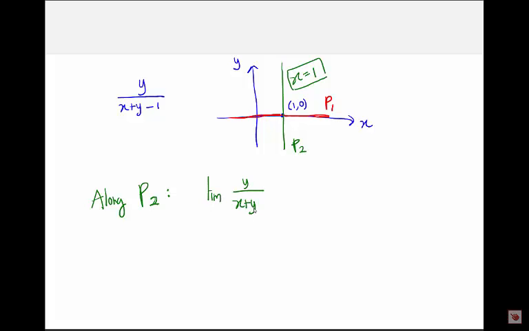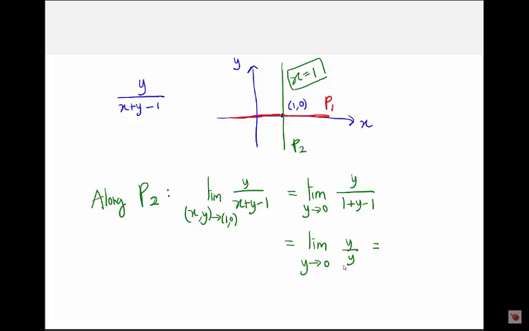Well, this time the expression of our function can be simplified by substituting x with 1, because along P2, all our points (x, y) will have 1 in the x coordinate. So this will simplify to y over 1 plus y minus 1. Now, since x is always 1, we are left with y approaching 0. And finally, we have the limit as y approaches 0 of the function y over y.